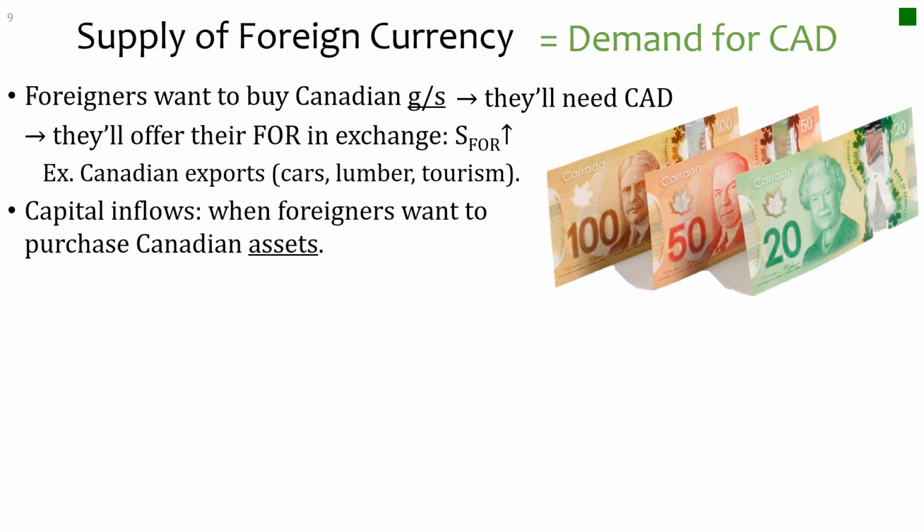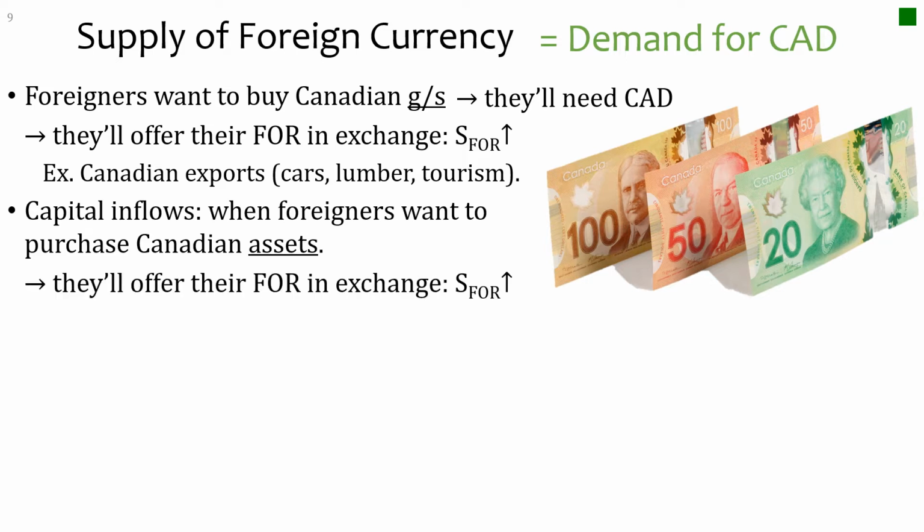Another example is capital inflows. Capital inflow is when foreigners want to purchase Canadian assets. If they want to buy assets, remember bonds, shares, real estate, if they want to buy our assets, what kind of currency do they need? Again, they need Canadian dollars. How do they get Canadian dollars? By supplying their own currency. All right, so exactly the same dynamic applies in the case of assets.